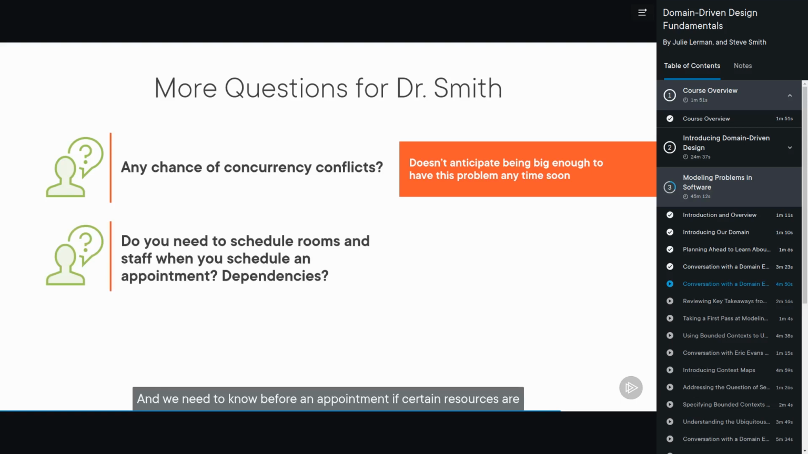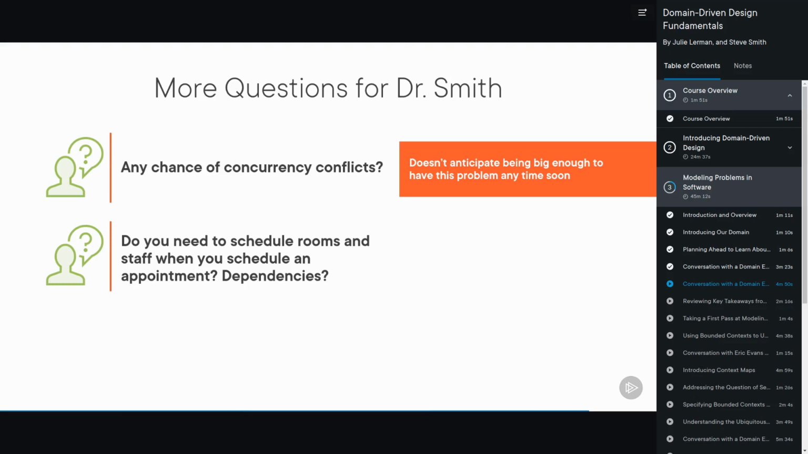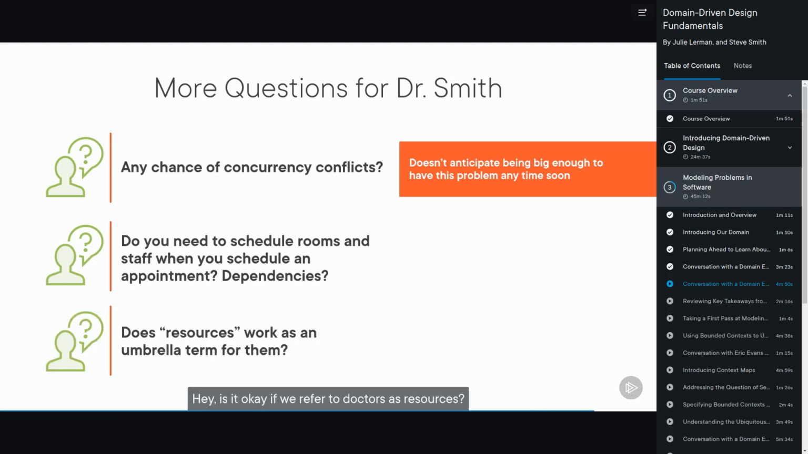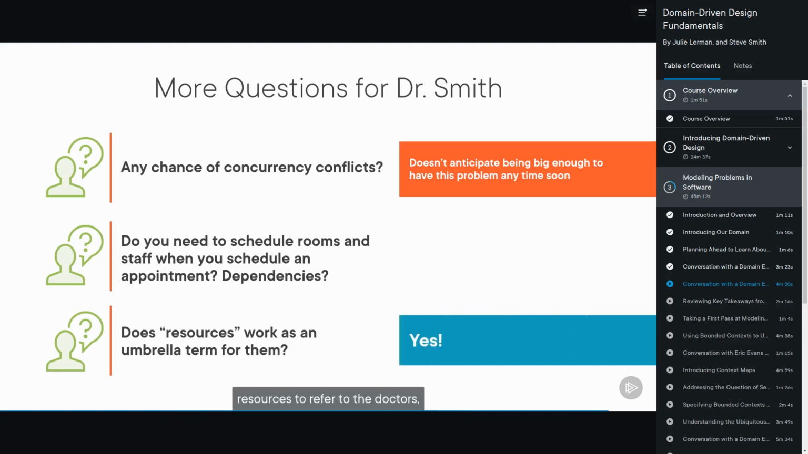And we need to know before an appointment if certain resources are available, like rooms and doctors. And then if they are, and we want to schedule the appointment, then we need to be able to book the doctor, the room, and any other resources. Hey, is it okay if we refer to doctors as resources? Sure, that makes sense. I think it makes sense to use the term resources to refer to the doctors, the rooms, and the technicians, since those are all things that can affect whether or not an appointment can be scheduled.